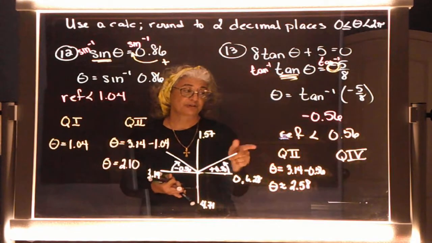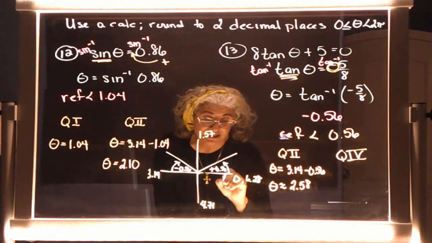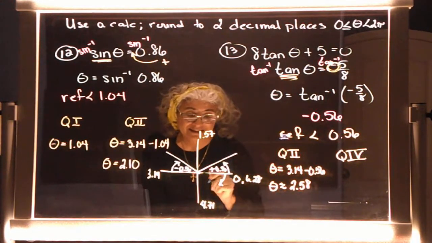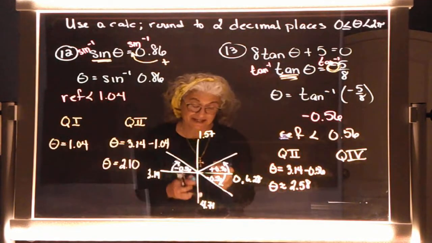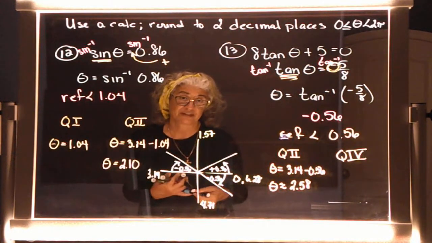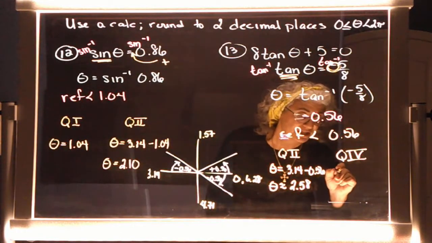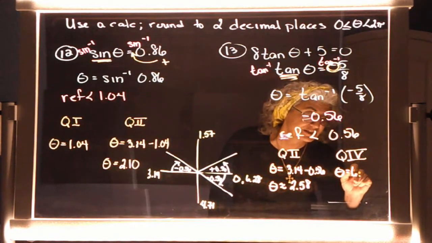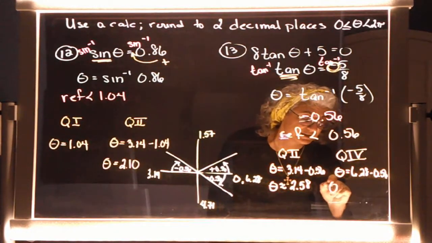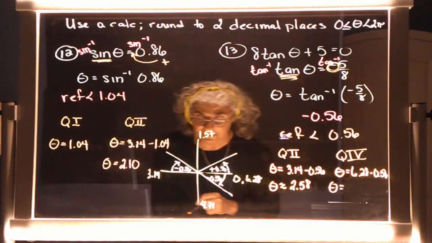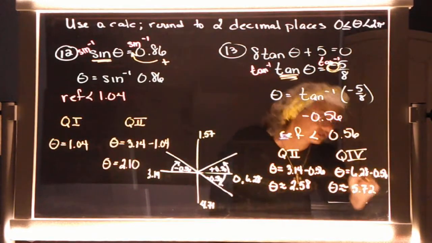To get the quadrant 4 angle, again, I'm going off the x-axis. I'm going against the labeling by negative, right? 0.56. I have to subtract it. So in quadrant 4, I'm going to take 6.28 and subtract 0.56. Sorry, running out of room right there, which gives me approximately 5.72.